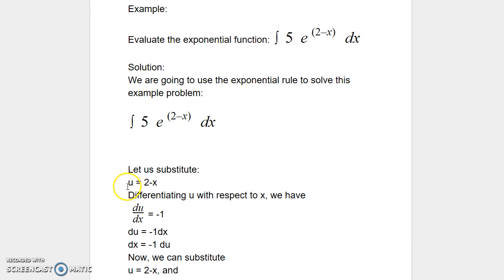Now, u is a function of x. We're going to differentiate u with respect to x. du by dx is equal to minus 1. Why? This is the way. When we differentiate a constant, it is going to be 0. When we differentiate x, it is going to be equal to 1. So d by dx of minus x is equal to minus 1.